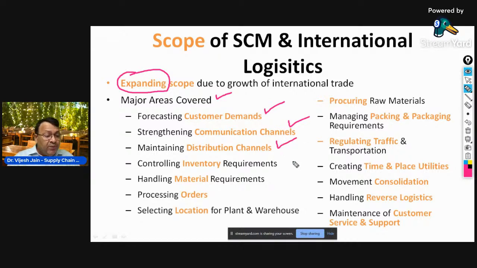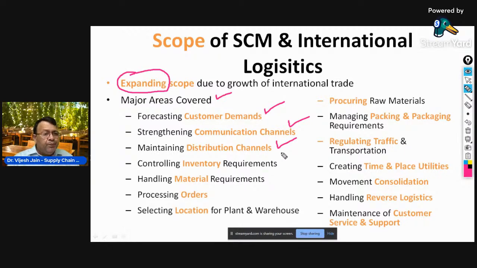Now, somebody will say, why maintain the distribution channels? Why the supply chain management? That is the marketing job. But now we are not in a position to work in silos or in islands in companies. So supply chain management, with the objective of reducing the overall cost, has to carry out many activities that may be touching different areas of the corporate sector or the international traders. So we'll talk more about it.